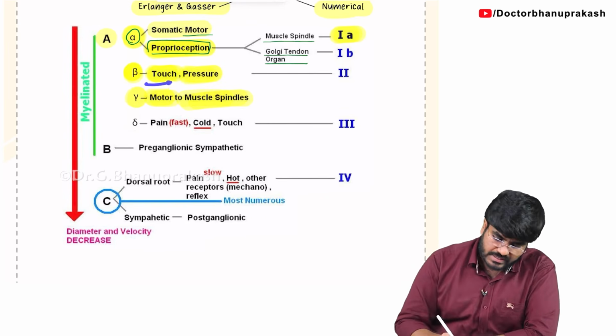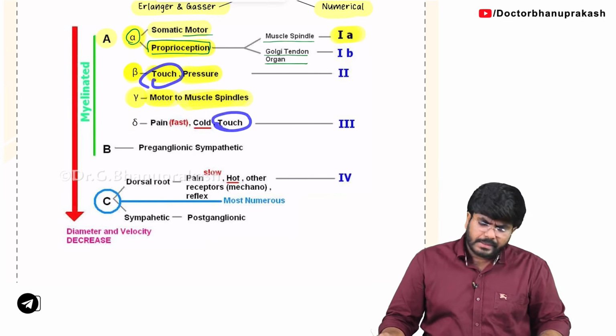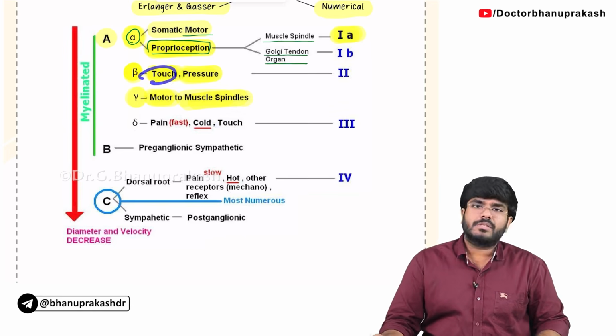This is the MCQ which was asked in the exam. Touch is carried by A beta mainly. Also others are there, but mainly A beta. Okay, A beta carries touch and pressure.